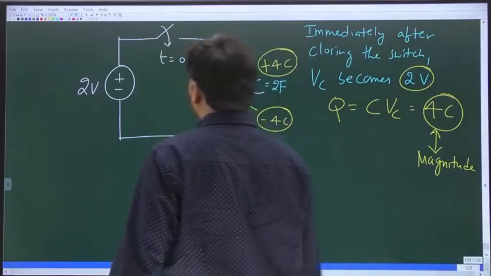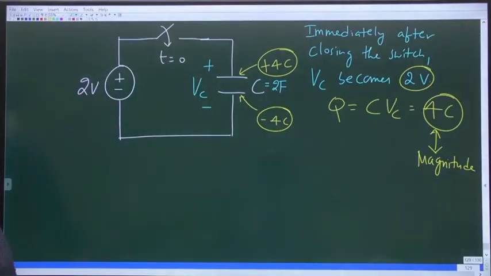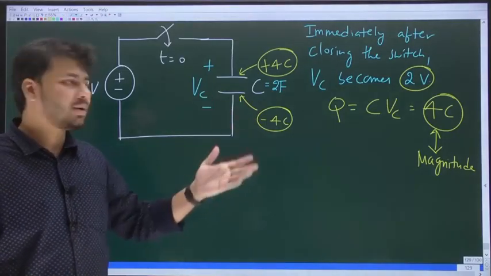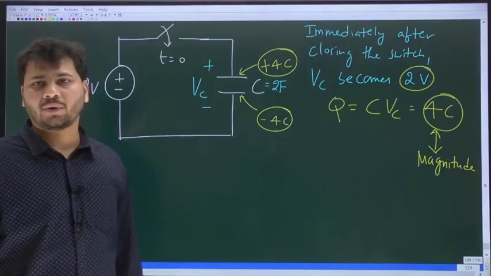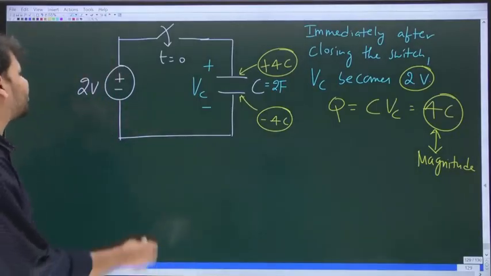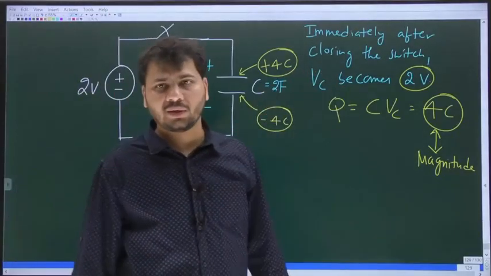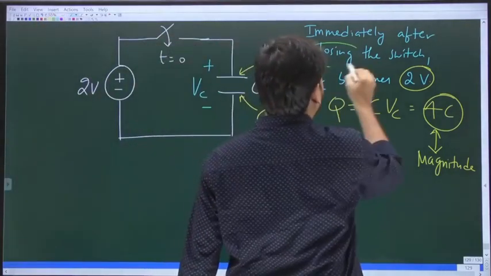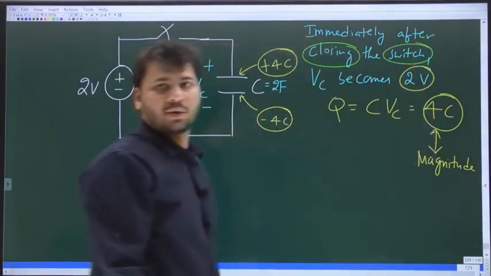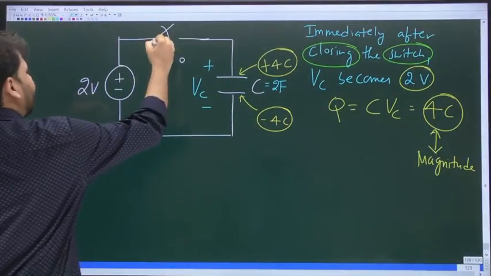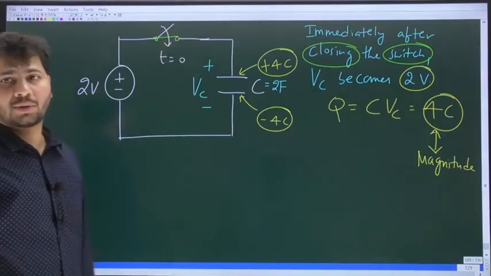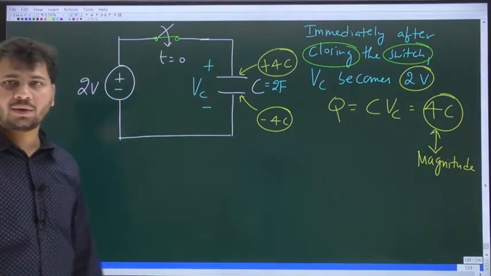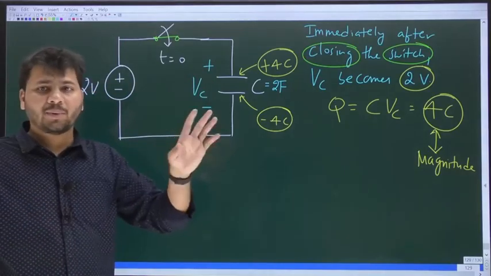Now let us go back to the previous example where we were trying to understand how the two plates will acquire plus 4 coulombs and minus 4 coulombs of charge respectively. Okay, and that is happening after closing the switch. Look at this. After closing the switch, that means now the switch is closed. When the switch is closed, only then the voltage source is connected to the capacitor. Initially both the plates are neutral.